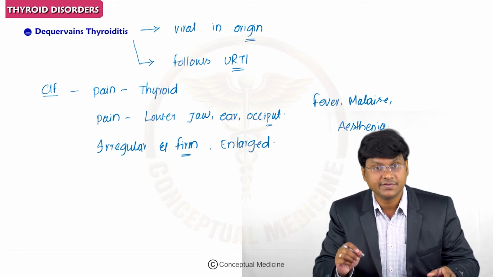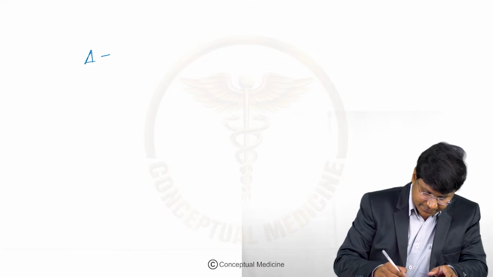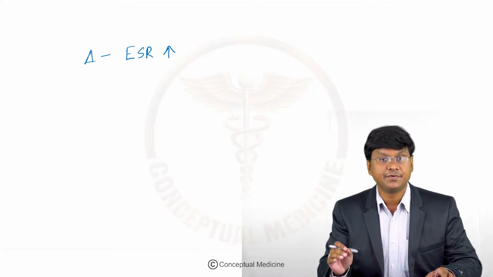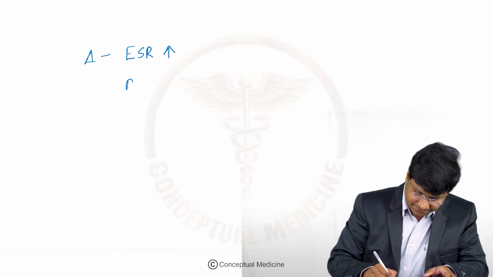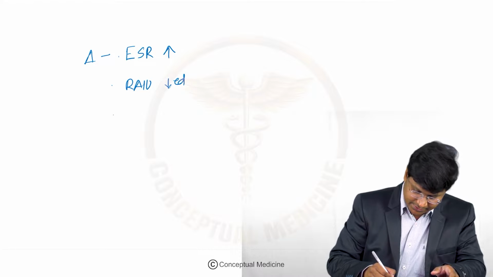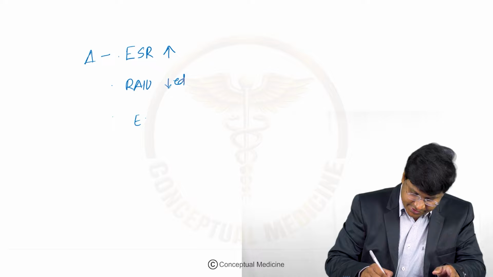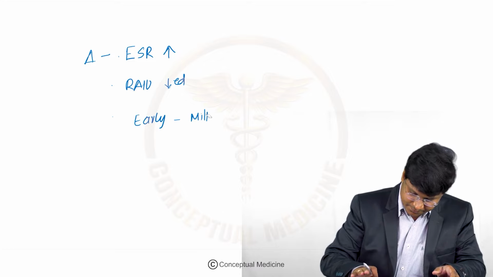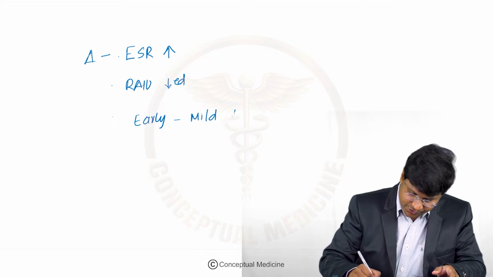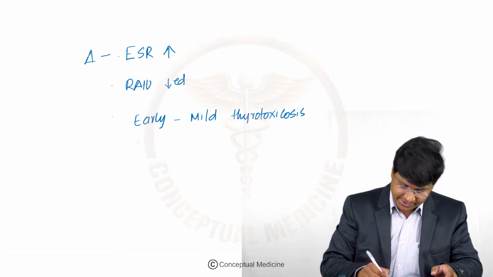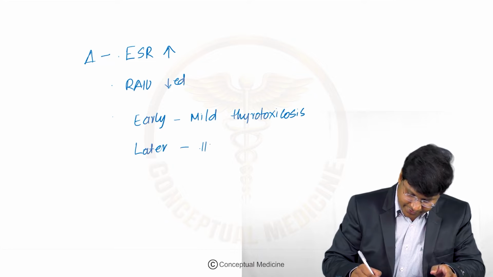Now, apart from that, if you take the investigations in de Quervain thyroiditis, ESR, the erythrocyte sedimentation rate, will be elevated. Radioactive iodine uptake will be depressed. And if you take the T3, T4 levels, in early stages there will be mild thyrotoxicosis. Then, as time progresses, later the individual will have hypothyroidism.